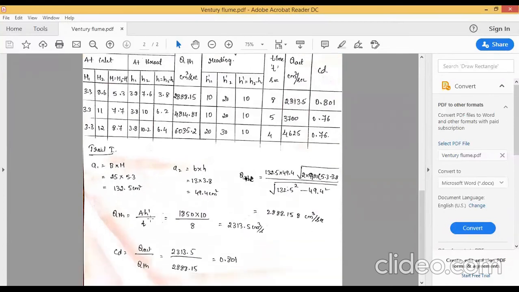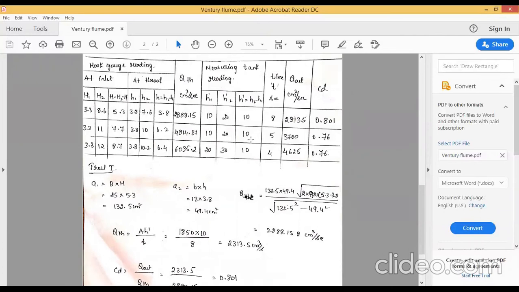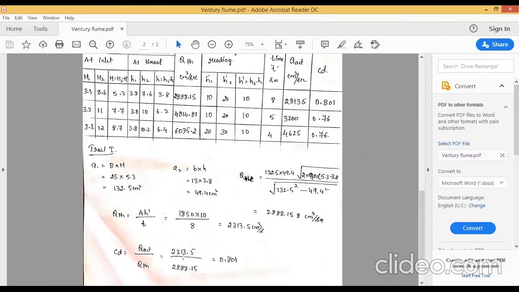Q actual is capital A into H dash divided by T. Capital A is already given, and H dash is the height. You have to keep the height constant, whether it is 10 or 20 is left to you, and we have taken 10, so 10 divided by 8. 8 is the time taken to fill the 10 centimeter depth of water in the measuring tank for the first trial. So after this calculation you will get 2313.5 centimeter cube per second, and you have to write this in the tabular column.